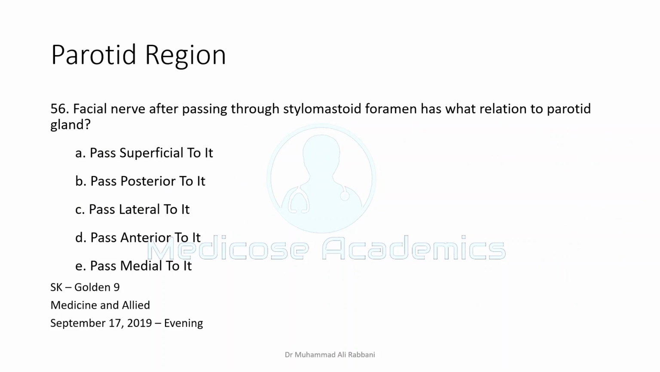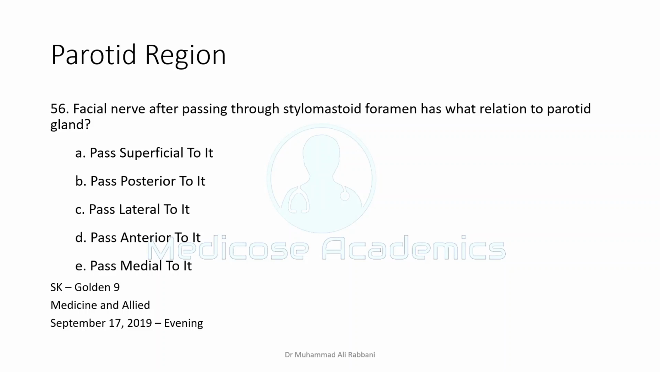Parotid region. Facial nerve after passing through stylomastoid foramen, what is its relation to the parotid gland? Just immediately after emerging from the stylomastoid foramen, if we just try to get an idea, if you palpate your external ear and in front of the tragus, there is the zygomatic arch. The parotid gland is present in front of the ear and below the zygomatic arch. And behind you can feel the mastoid prominence, the mastoid tuberosity. So basically, stylomastoid foramen is present on the medial aspect of that mastoid tuberosity.